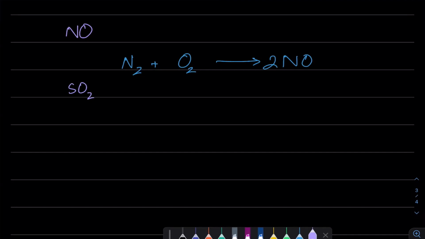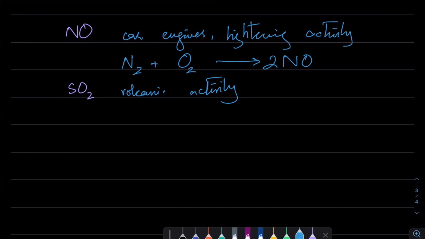Sulfur dioxide comes from volcanic activity, and this comes from car engines and also in lightning activity. Now, this sulfur dioxide, हम इसको भी रोक सकते हैं क्योंकि ये वोल्केनिक एक्टिविटी वाला तो नहीं रोक सकते, लेकिन फैक्ट्रीज में ये प्रोड्यूस होती है.